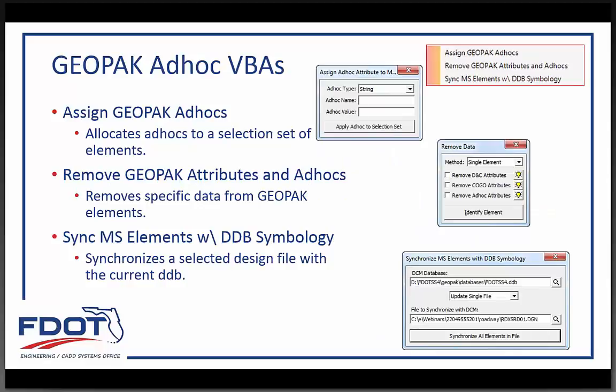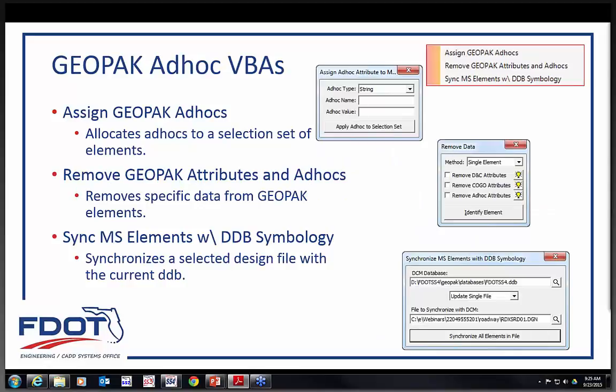Next are the GEOPAK Adhoc VBAs. The first one is Assign GEOPAK Adhocs. This tool allows you to manually assign GEOPAK Adhoc attributes to a selection set of elements. Next is Remove GEOPAK Attributes in Adhocs. This allows you to remove GEOPAK data such as D and C attributes, COGO attributes, and Adhoc attributes from elements within a DGN file, kind of like the tool that I showed you earlier. And then Sync MS Elements with DDB synchronizes a selected design file with the current DDB or with a specified DDB.